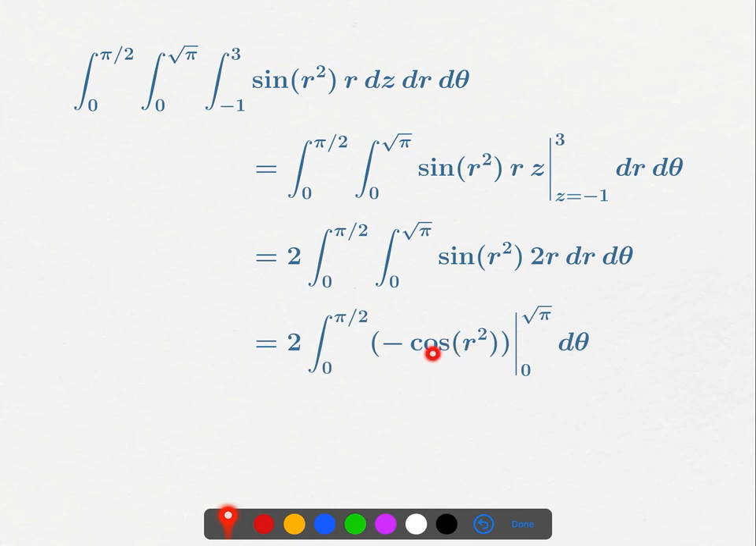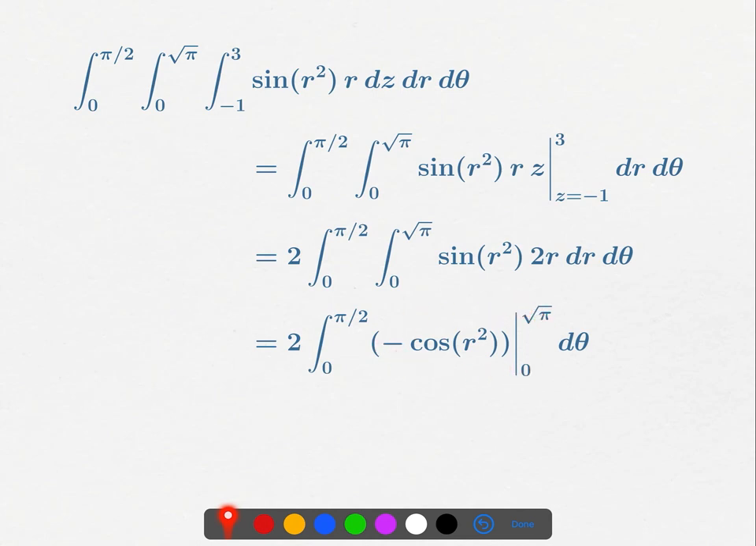Plugging in the square root of pi, we have cosine of pi, which is -1. With this minus sign, this becomes a +1. Then we want to subtract -1. Cosine of 0 is 1. So subtracting a -1, we're adding 1 to the 1 we got when we plugged in square root of pi. And so this is going to be 2. So we're getting 2 for this.